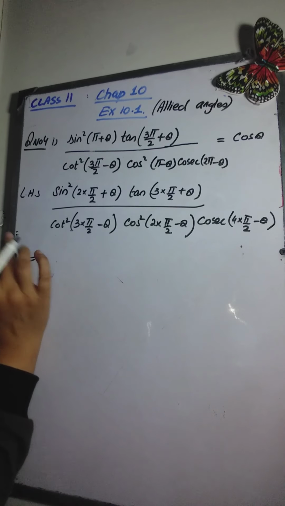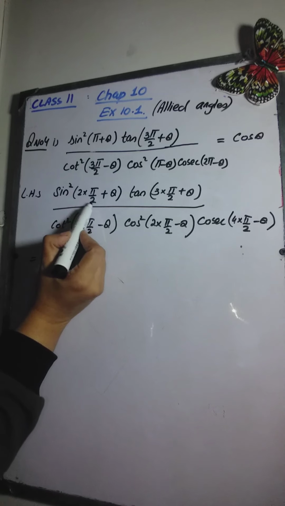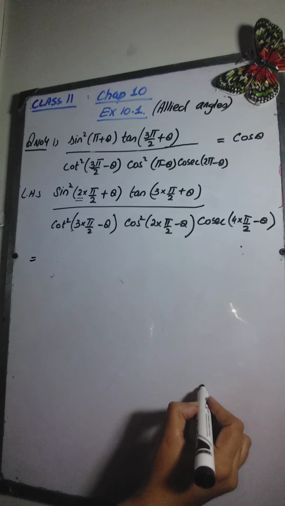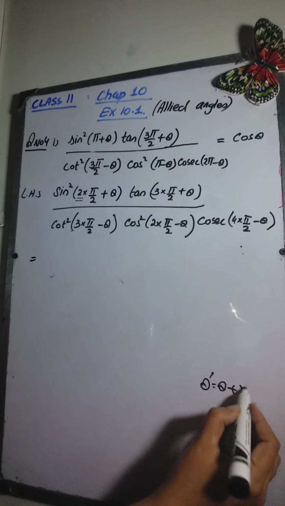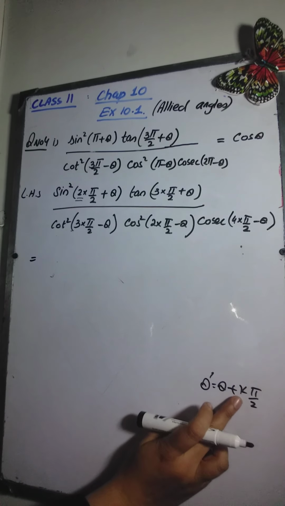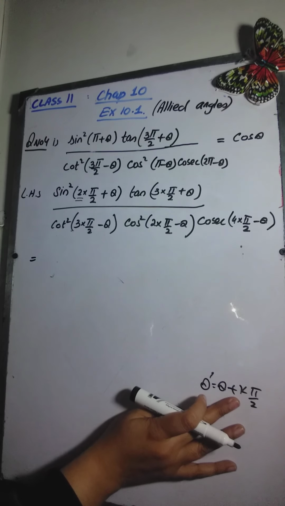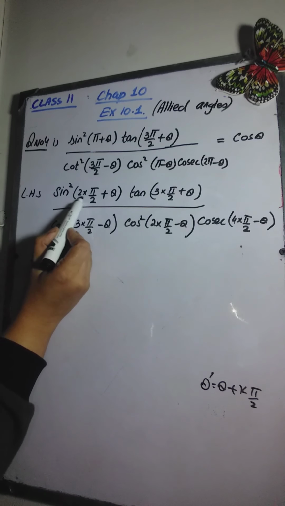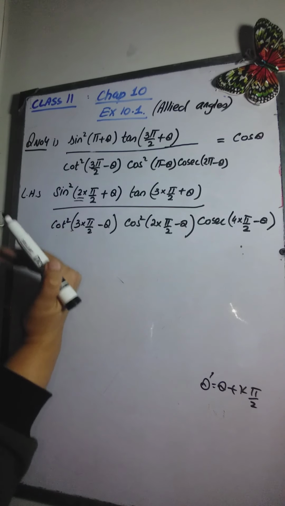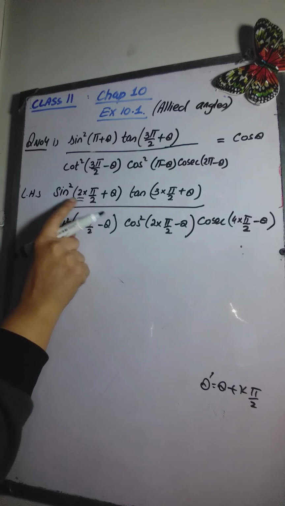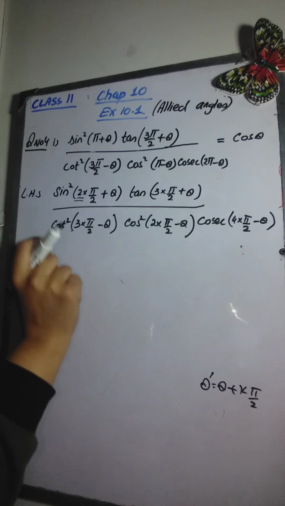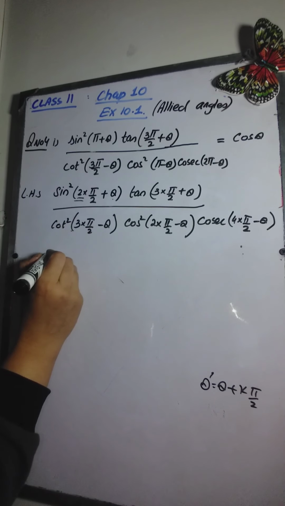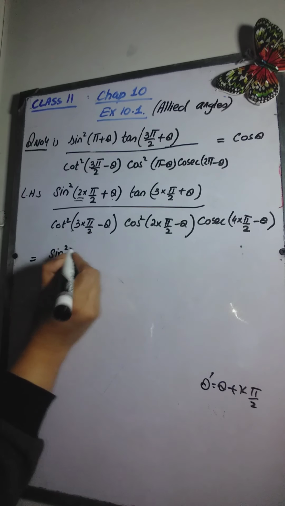Over here, 2 times pi by 2 means k is even. I told you that we have theta plus k times pi by 2. If k is even, then the trigonometric ratio will remain the same. If k is odd, it will change. Now over here we have an even multiple of pi by 2, so sine will remain sine. We are going to write it in the form of sine of theta. This is the acute angle which we are going to write. Sine square of this angle will be equal to sine square theta.